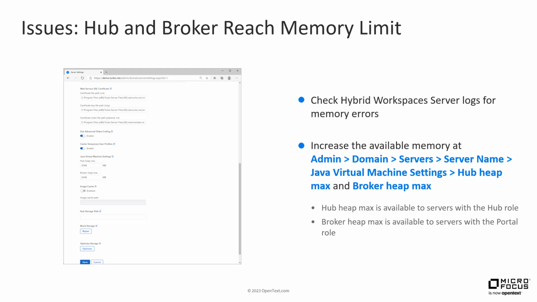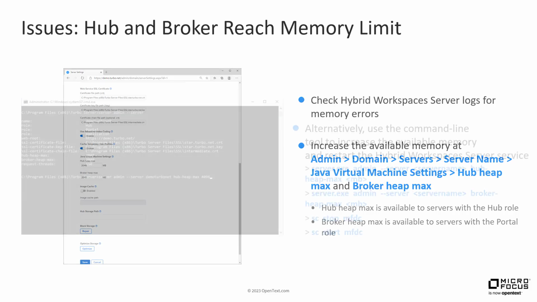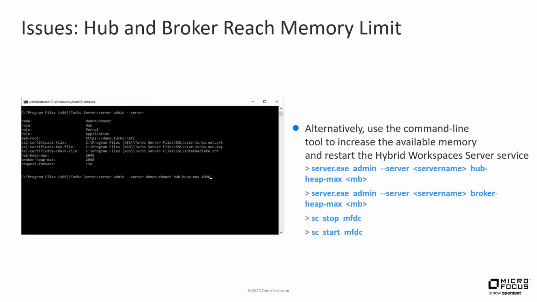If you notice memory errors, you should increase the available memory for the processes in the admin portal, domain servers, under the server name, and then Java virtual machine settings. For the hub, you would increase the hub heap max. And for the broker, you would increase the broker heap max. You can also set this using the command line interface.